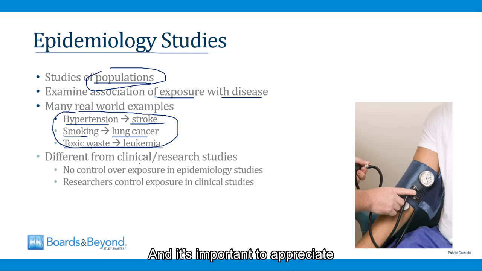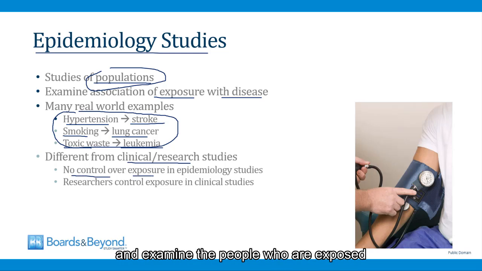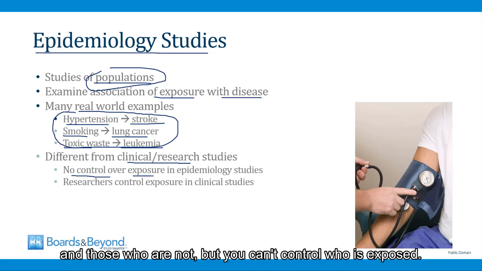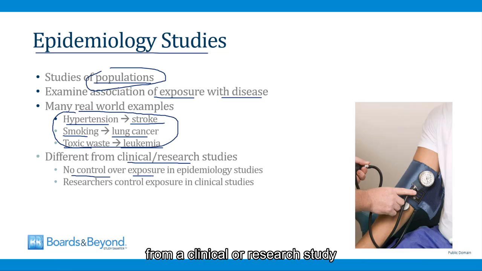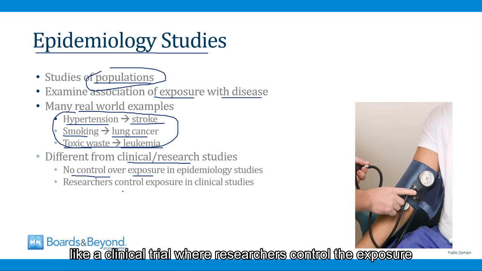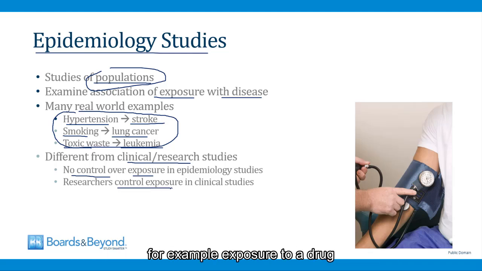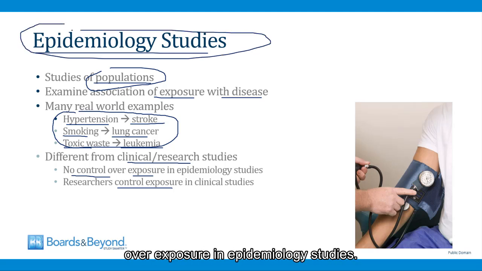And it's important to appreciate that epidemiology studies are different from clinical or research studies. And the main way they're different is that in an epidemiology study, you have no control over exposure. You simply study a population and examine the people who are exposed and those who are not, but you can't control who is exposed. And this is very different from a clinical or research study like a clinical trial, where researchers control the exposure and they assign some patients to, for example, exposure to a drug and other patients to no exposure. You do not have control over exposure in epidemiology studies.